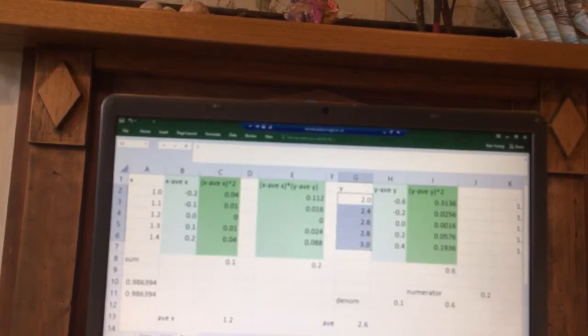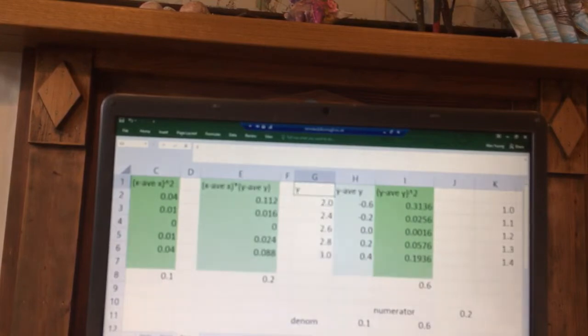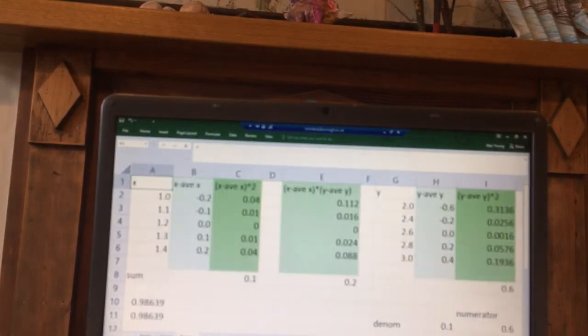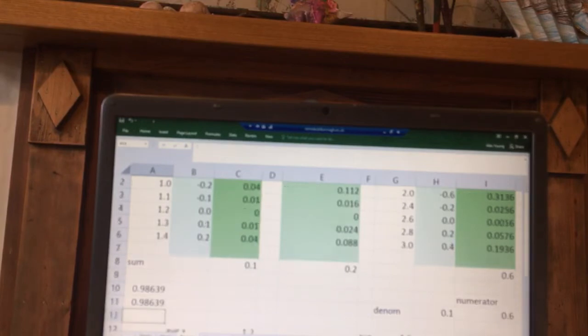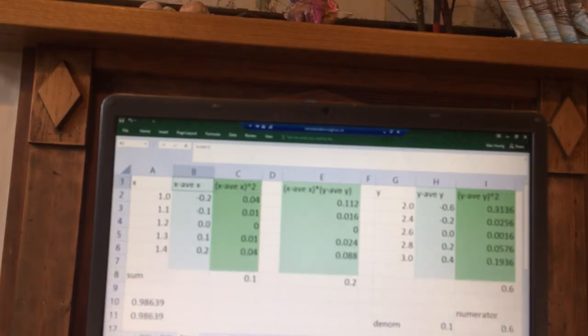Is it me? Can you see that? Right. I have a value for x. There's a cursor, it is 1. Okay? 1.1, 1.2, 1.3, 1.4. Okay, now my average for x, I added them all up and divided by how many there were. And that's 1.2. So my next column is going to be x minus my average of x.